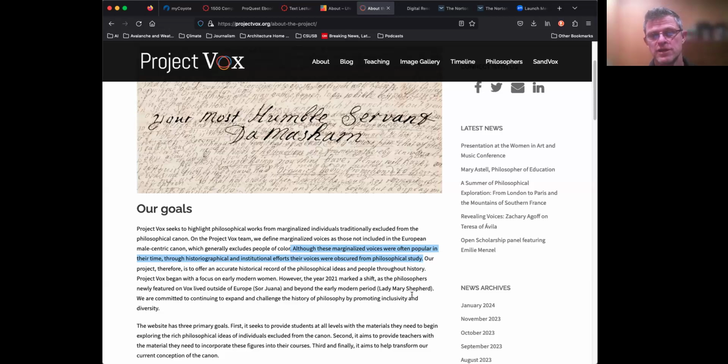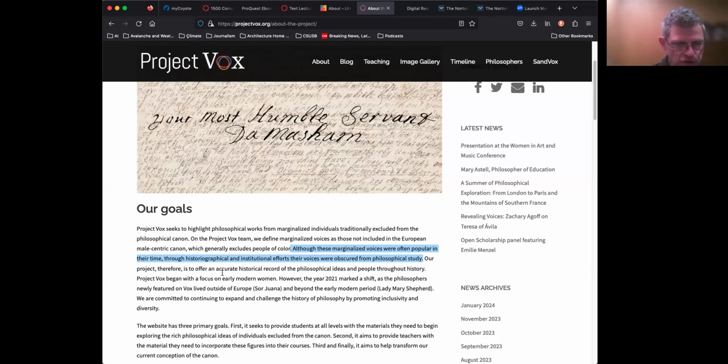And so some texts have not been read and others have been read, and they've been put in things like an introduction to Western philosophy textbook, or something like that, and other voices have been left out. And Vox means voice, right? Project Vox means Project Voice. So what they're doing here is trying to recover those voices and bring them together in one place.